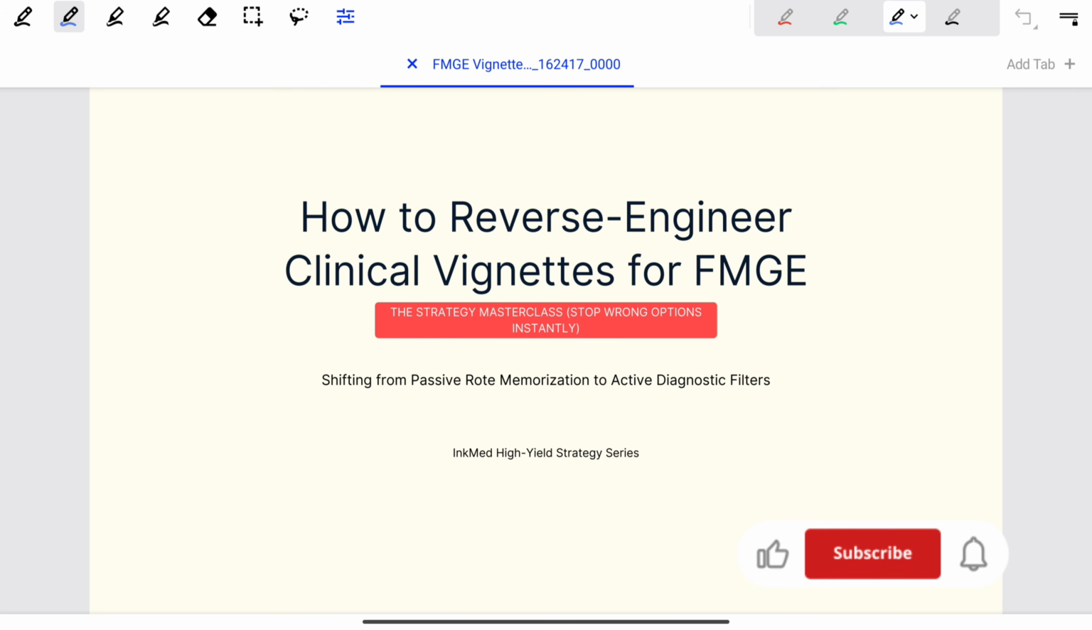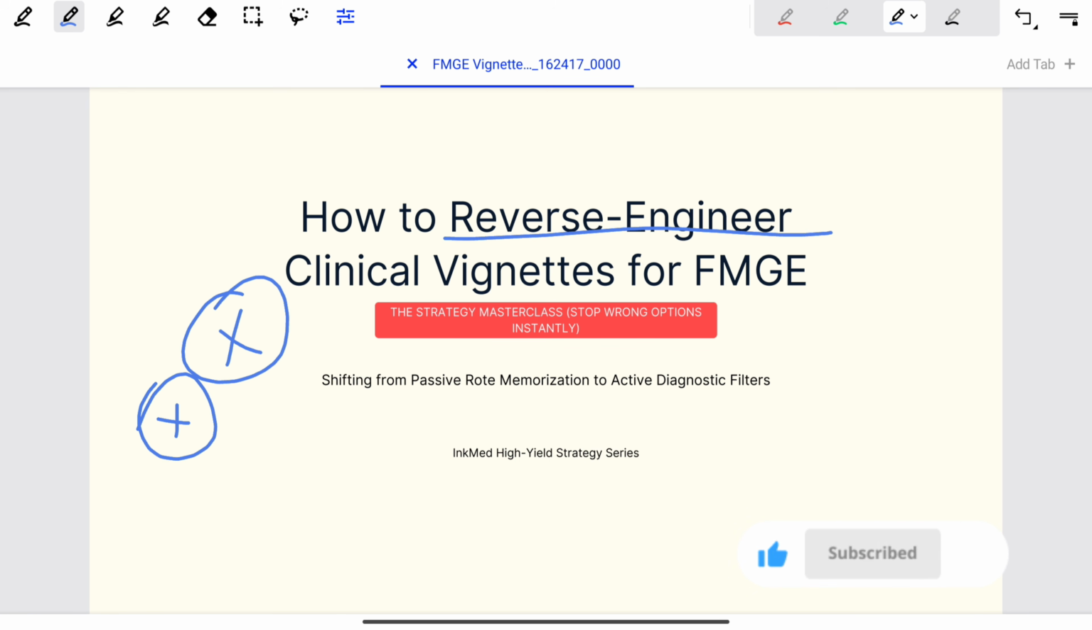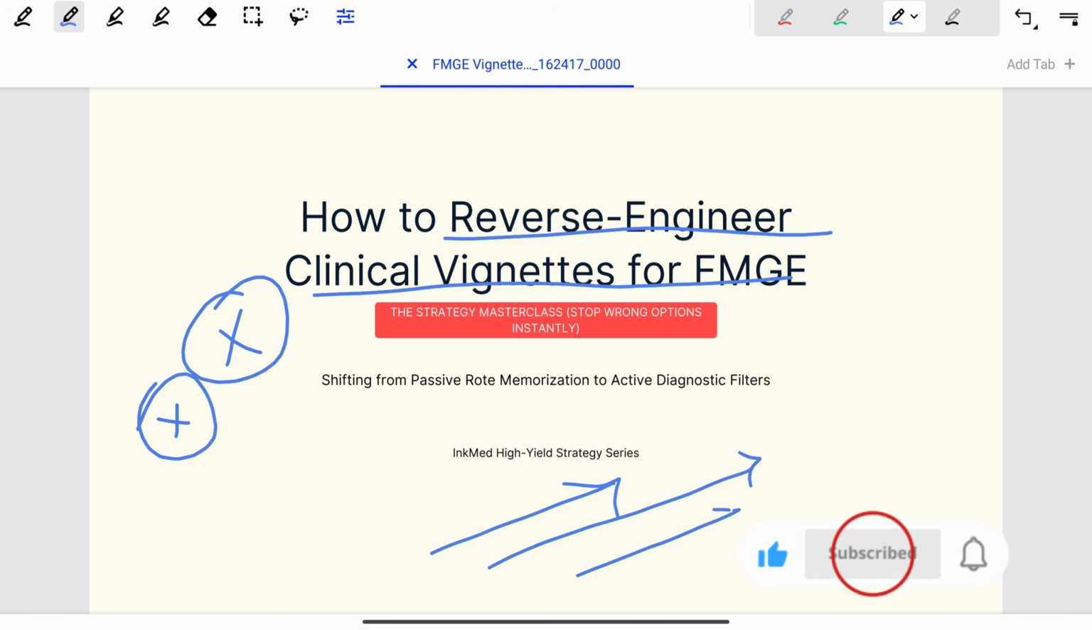Today we are going to discuss one of the most powerful skills for FMG success, which is reverse engineering clinical vignettes. Many students study thousands of facts but still lose marks because they approach clinical questions inefficiently. They read every sentence with equal importance. They become overwhelmed by the details and miss the clue that the examiner is actually testing. The purpose of this section is to help you identify those clues quickly, narrow your differential diagnosis logically, and arrive at the correct answer with greater confidence.